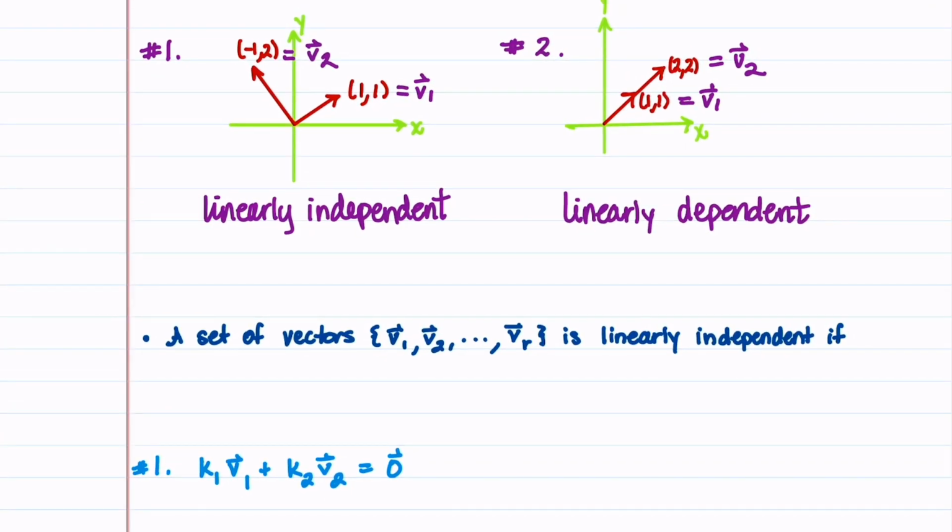To understand linear independence from an algebraic perspective, we say that a set of vectors is linearly independent if the equation k1v1 plus k2v2 all the way up through krvr is equal to 0 has only the trivial solution.